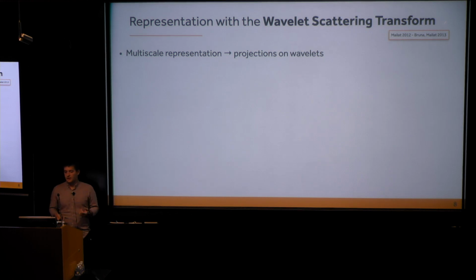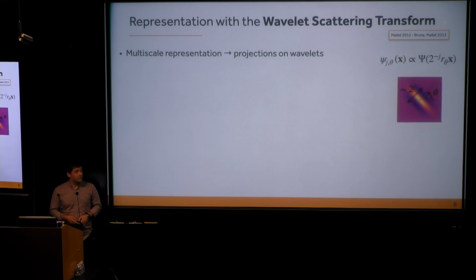It's built on a multi-scale representation of your data, meaning that it first decomposes your data on wavelets, which typically look like this on images. The idea is just to decompose your data on things you can understand locally, on oriented scales. You do that by convolving with wavelet filters, which are just bandpass filters, which typically look like this. Here it's an oriented wavelet parameterized by its extent j and its angle theta.